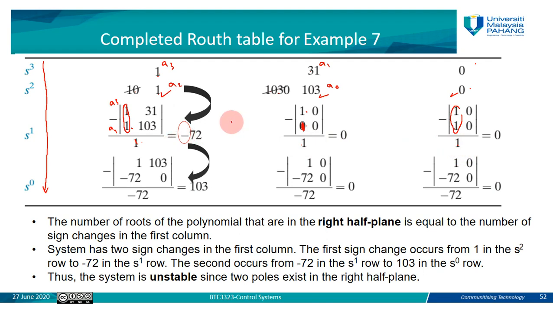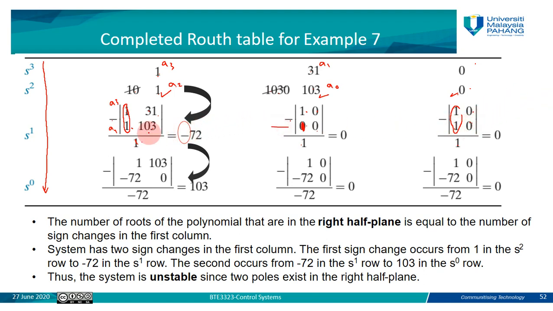Then the sign is negative for all. The second column represents the second column here. So the second column for the first element is a3 a2, and the second will be a1 a0, or 31 103. The second element for this line is 0 0, so we just put 0 0 here. The second here will also be 0 0 because there are no more elements.